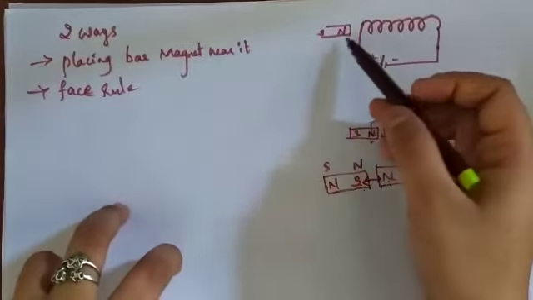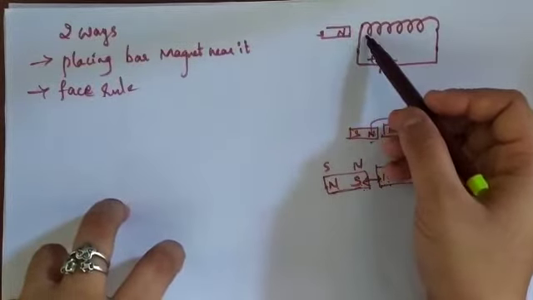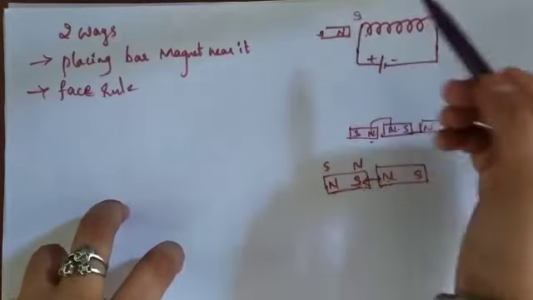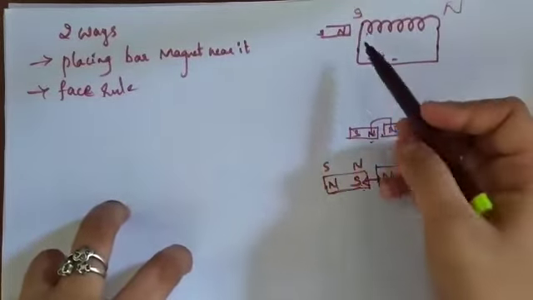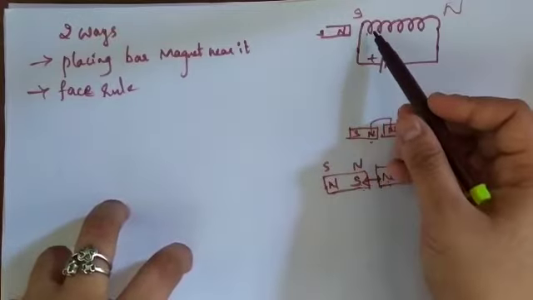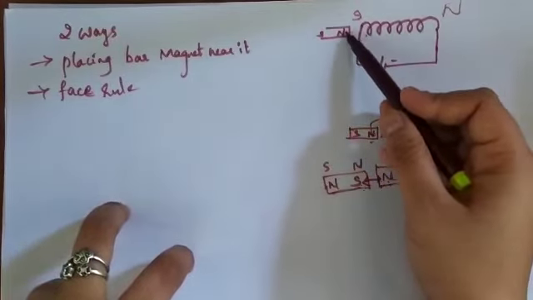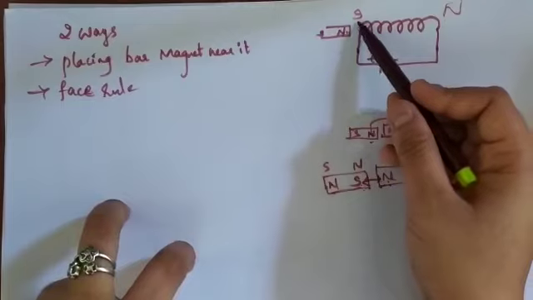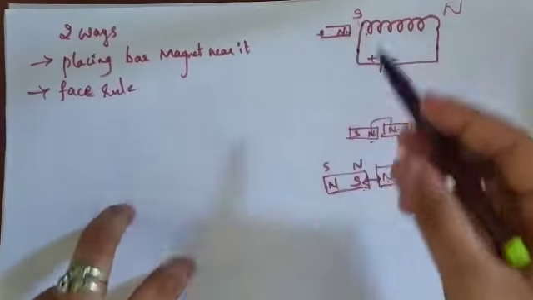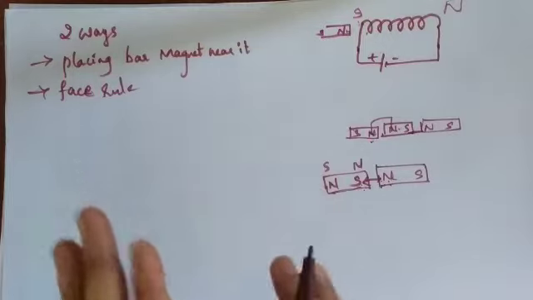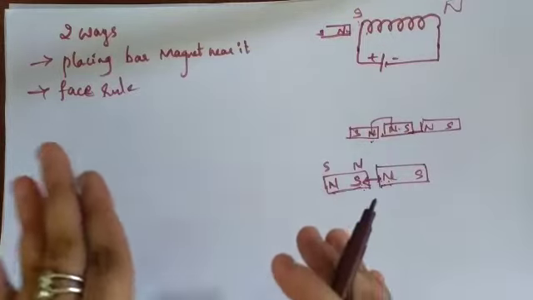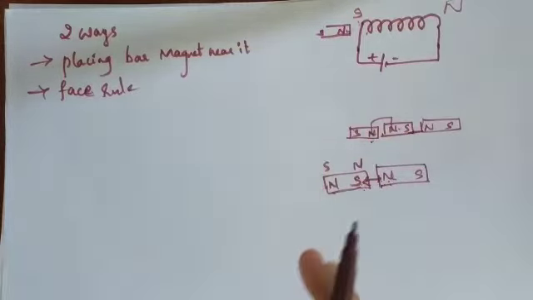Now, if they repel each other, then I can say this is the south pole. If it is the south pole, then the other side will be the north pole. If they get attracted to each other, then I can say this is the north pole. Sorry, this is the south pole. So by these cases, you are able to determine the polarity of the magnet.